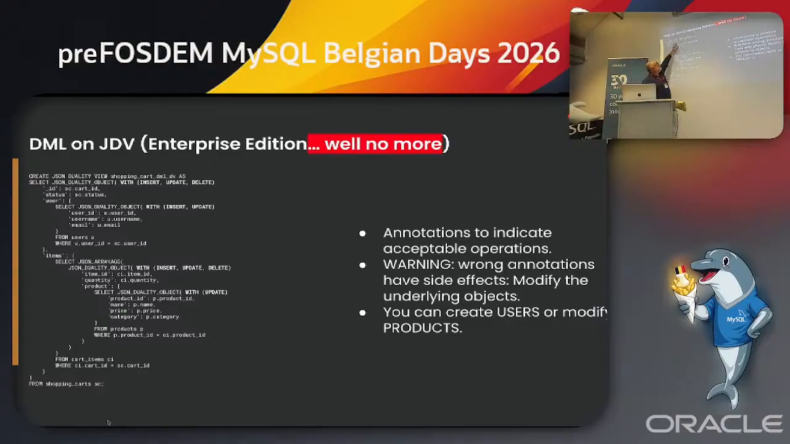Here I have to say, okay, this object supports insert, update, and delete. This object here supports insert and update. This object here supports insert, update, and delete. You need to be extremely careful with this. Why? Because you can modify the underlying objects. We will see later. In this case, for example, we could create users or modify products.